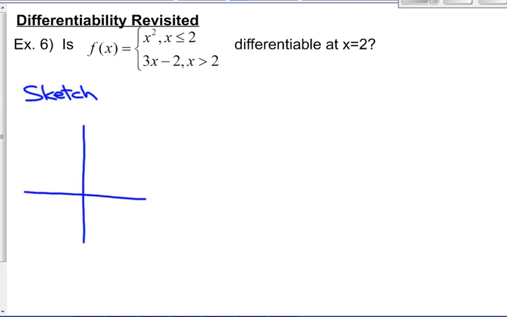So sketching this function, I know what x squared looks like. Looks like this. Okay, and I'm talking about what's happening at 2. So this only looks like x squared up until x is 2. And if I put a 2 in for x, I'll be at a y value of 4.